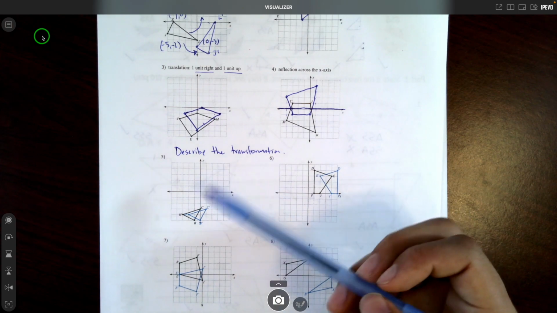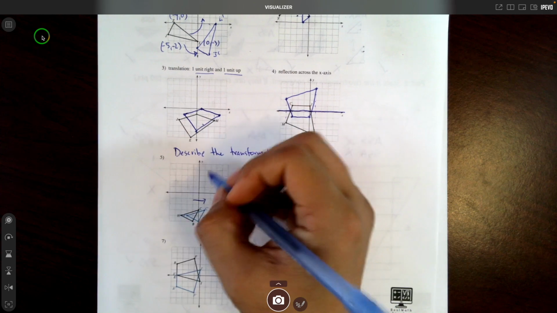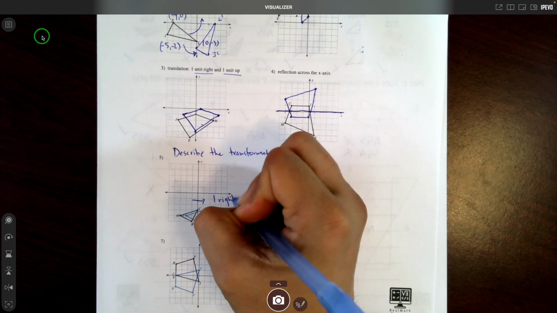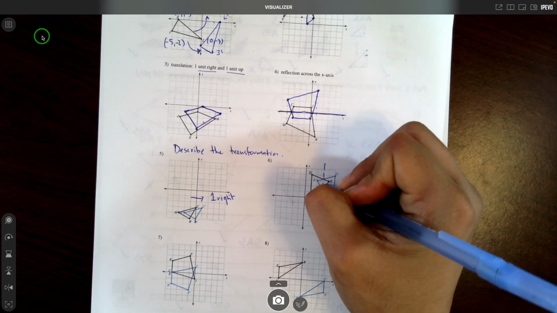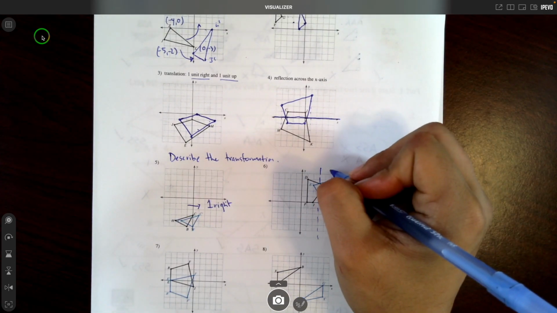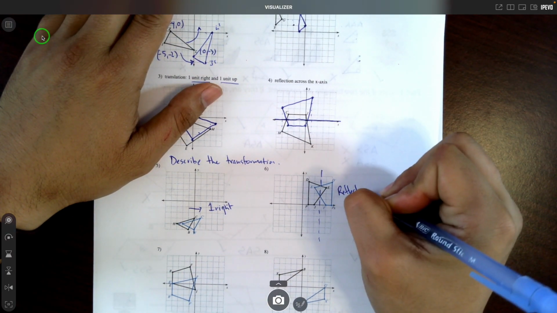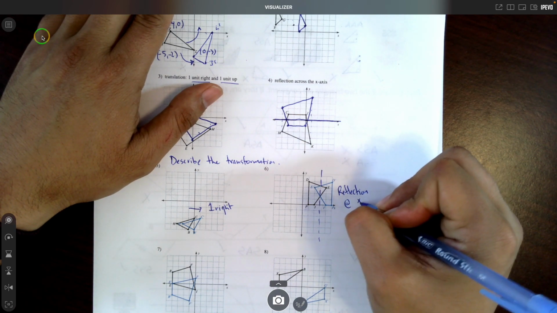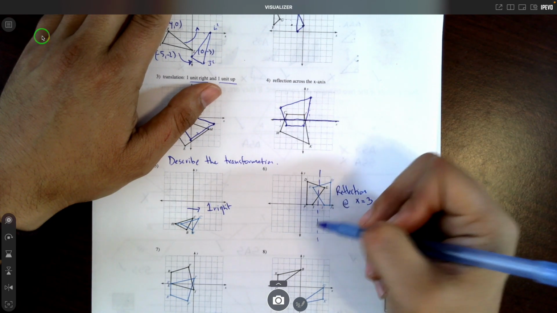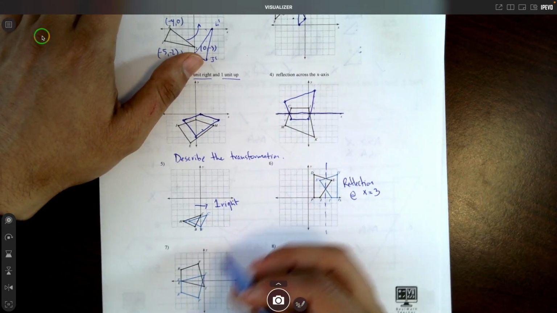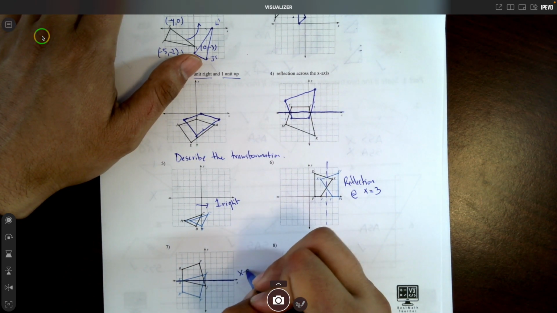Describing the transformations. This one seems easy enough. It's just 1 unit to the right. This one looks like it's a reflection right there. Reflection at x equals 3. 1, 2, 3. So where x is equal to 3. This is a reflection also. And we can tell this is at the x-axis.